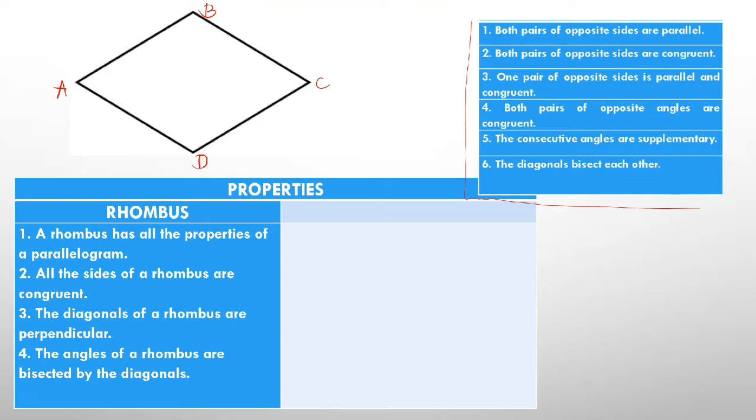So, if line AD is parallel to line BC, because if we extended the line, it will not intersect. And another pair of parallel opposite sides is our line AB. So line AB is also parallel to line CD, or we can also say line DC. Okay? So, we have the two pairs of opposite sides which are parallel.